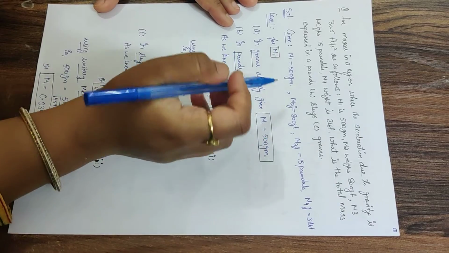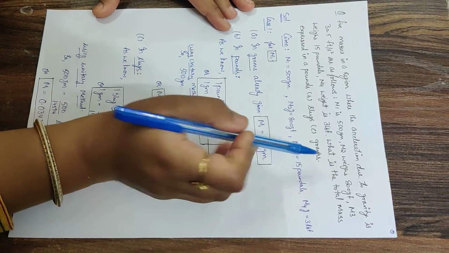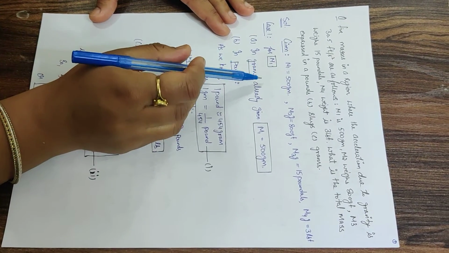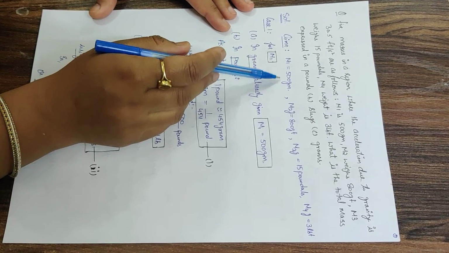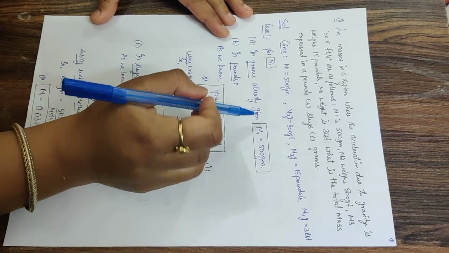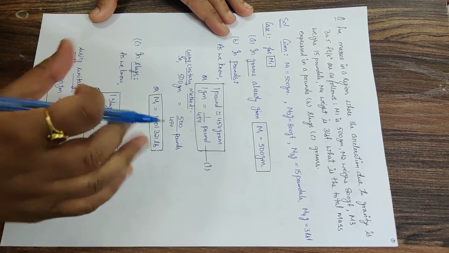First of all, I'm going to write all the units for M1 in pounds, slugs and grams. So I'm considering the case 1 for M1. As we can clearly see, the mass of M1 is already given in grams, so we don't need any further calculations for this. So M1 is basically 500 gram.